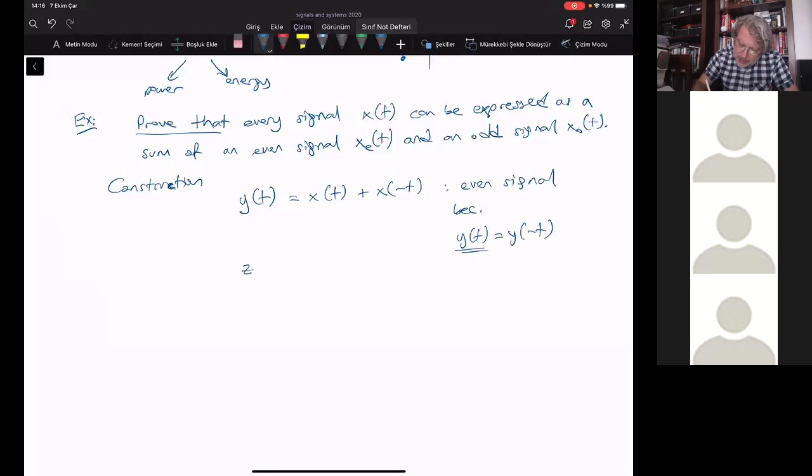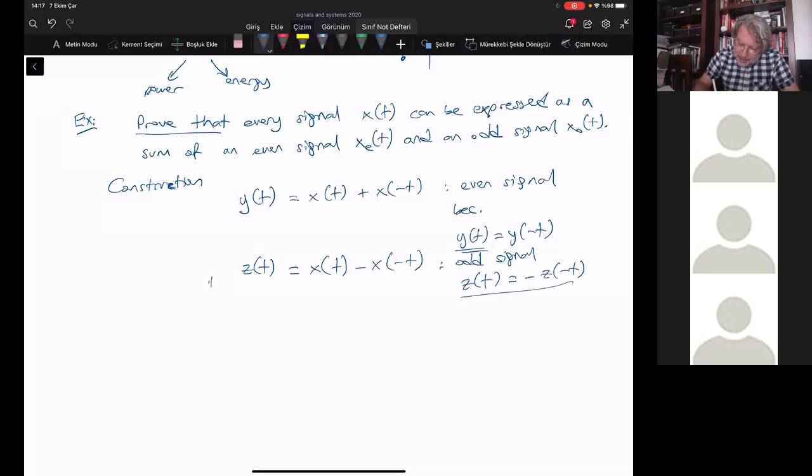Then I construct another signal, z of t, like this: x of t minus x of minus t. And I say that this is an odd signal because z of t is equal to negative of z of minus t. Just substitute t with minus t. Z of minus t will be x of minus t minus x of t, which is the negative of the original expression. So z of t is equal to negative z of minus t.